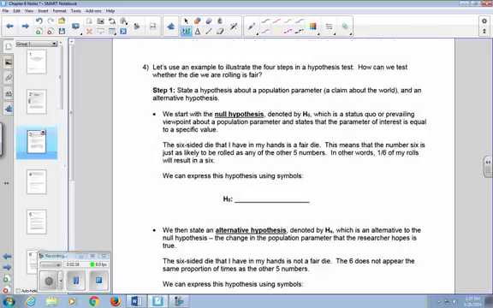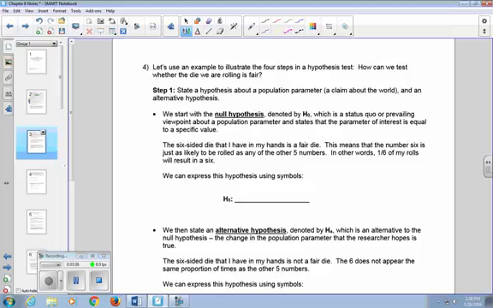Right, so we're going to use an example to illustrate the 4 steps in the hypothesis test. How can we test whether the die we are rolling is fair? Your first step, step 1, is to state a hypothesis about a population parameter, a claim about the world, and an alternative hypothesis. So we start with the null hypothesis, which is denoted by H with a subscript of 0, so H naught or H0, which is a status quo, or prevailing viewpoint about a population parameter and states that the parameter of interest is equal to a specific value.